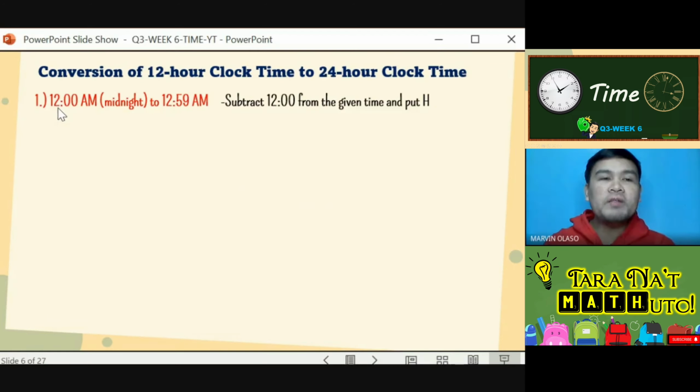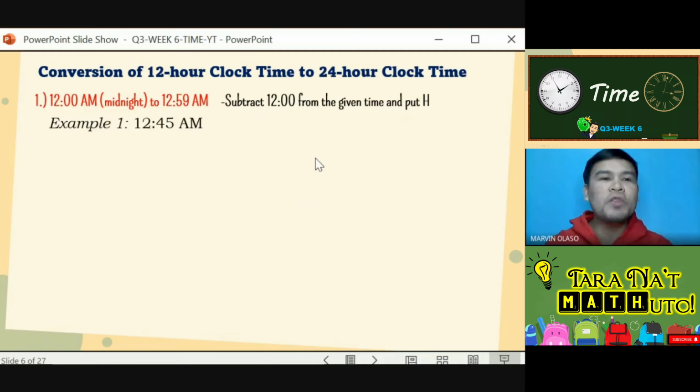Starting from 12 o'clock AM, yan yung midnight, di ba? Yan yung madaling araw natin. To 12:59 AM ng madaling araw, ang gagawin lang natin yan, to convert that into 24-hour clock time, you have to subtract lang 12 hours from the given time and put letter H as hours.